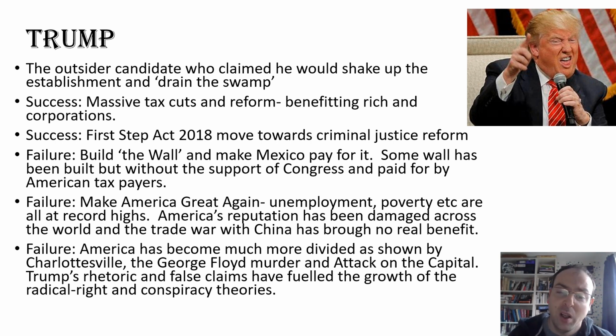And we can look at Charlottesville, we can look at the killing of George Floyd, his murder. We can look at the attack on the Capitol on the 6th of January. We can look at all of Trump's rhetoric and false claims that have fueled the growth of the radical and extreme right, and all the conspiracy theories that have been spread and not really quashed by Trump when he was in office. And so again, that element of his presidency has undoubtedly failed. Now, one of the things it's also really damaged is the trust in the American political system and in the presidency, where we've had all these false claims being made.